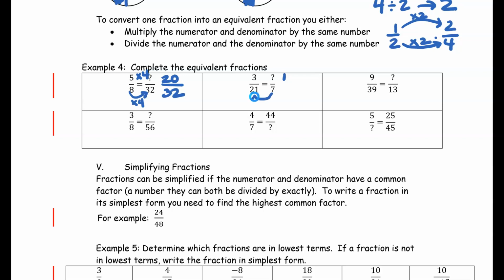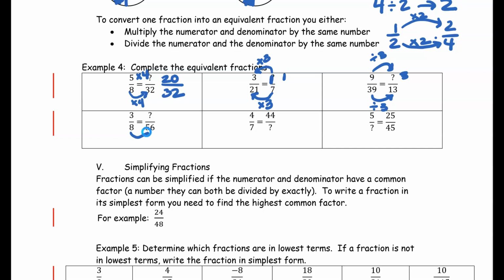So 7, if you just went the other way, 7 times 3 is 21, then you could ask yourself, what times 3 is equal to 3? And your answer would be 1. I think in that case, it's probably easier to do the first way that I showed you, but either one works. So with this one, 39 divided by 3 is 13. So 9 divided by 3 is 3. So 3 over 13 is going to be our answer there.